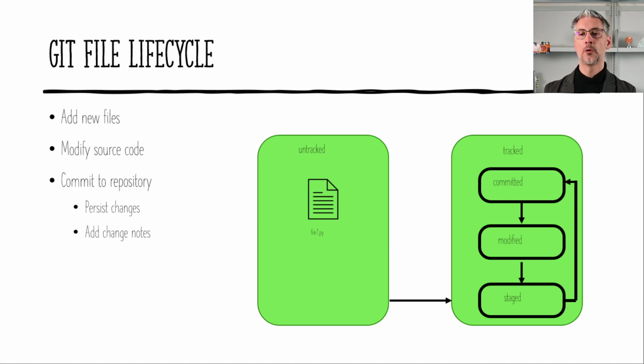To understand a bit how Git works, we look at the life cycle of a file. For example, we can add files or modify the source code, and then we need to commit it to the repository to persist those changes. Say we have a file, file1.py, that is initially untracked, so it's new. The life cycle is we add this to the repository, then it becomes a tracked file, and then we commit our changes to the repository. Now it's in a modified state and it's staged, and now we can then push this change to the central repository.